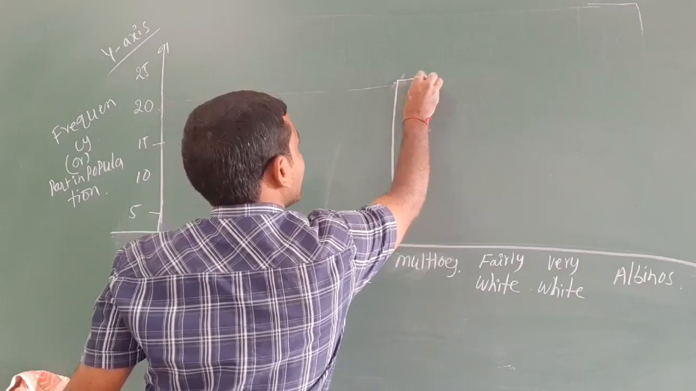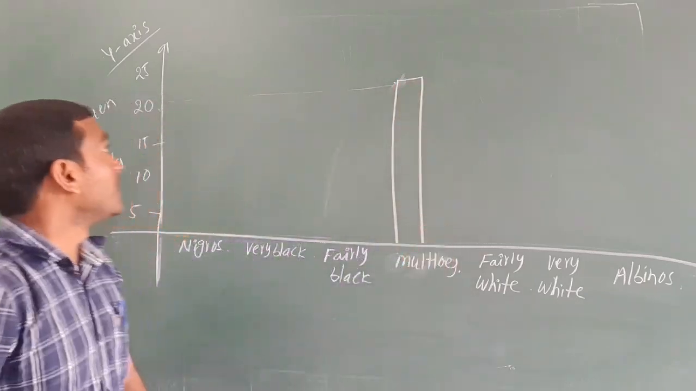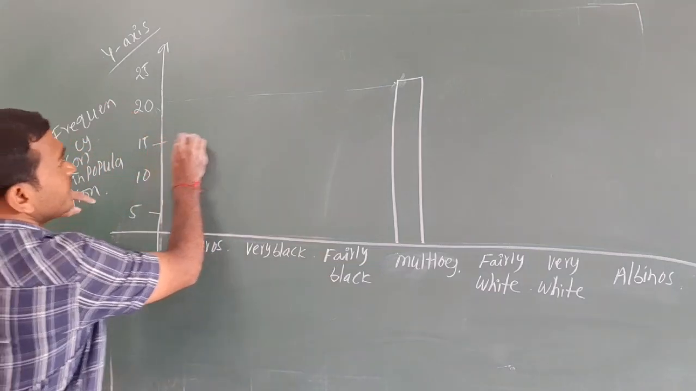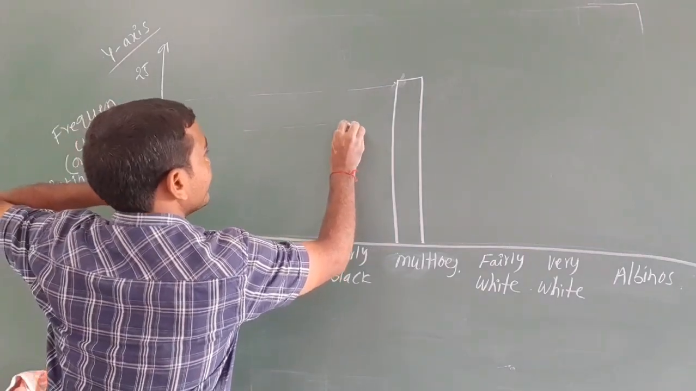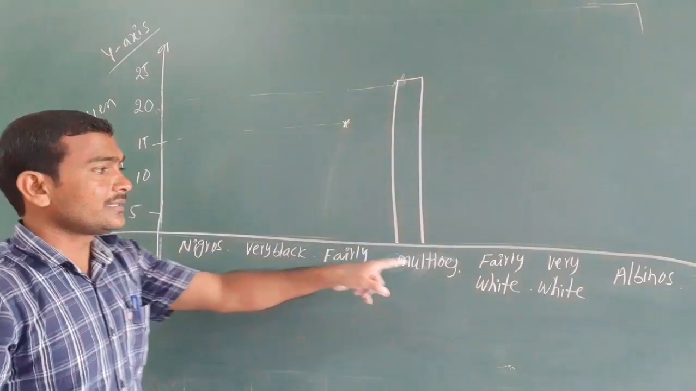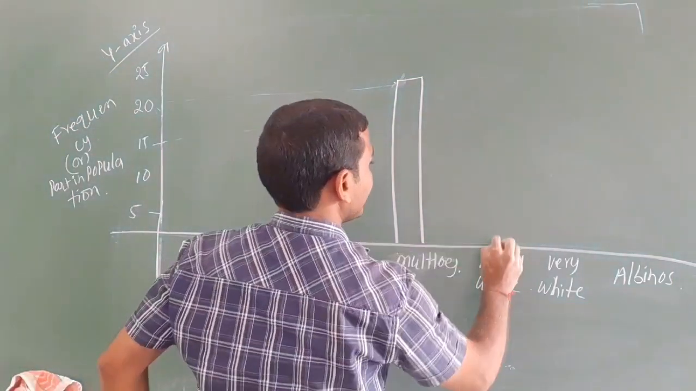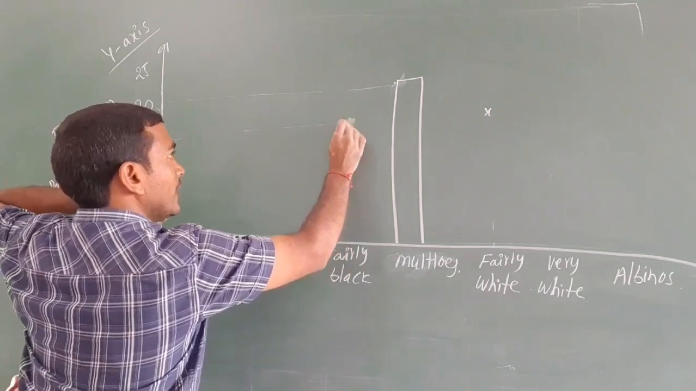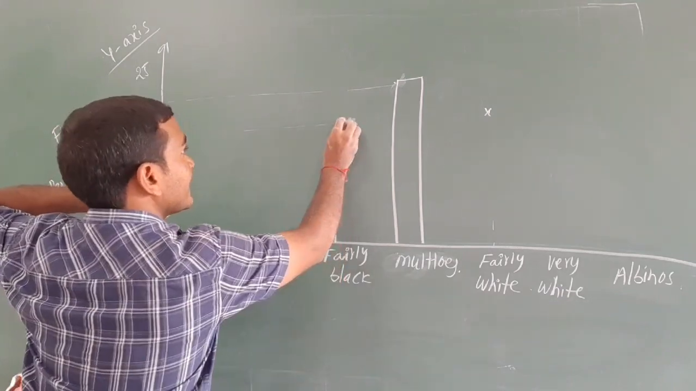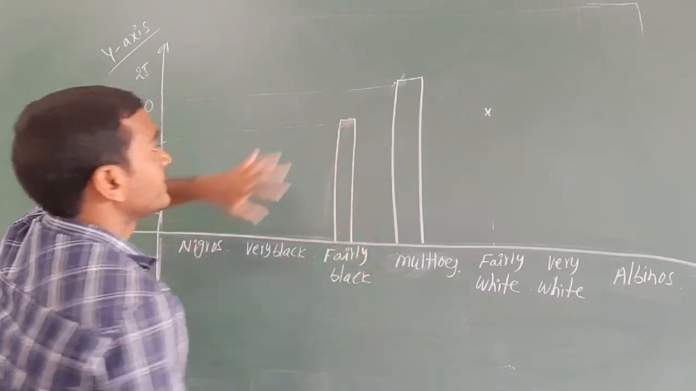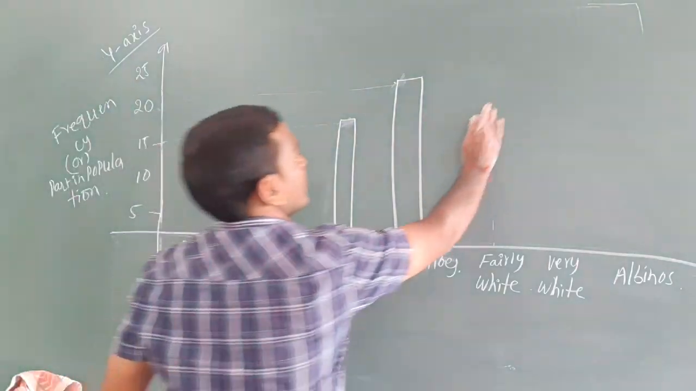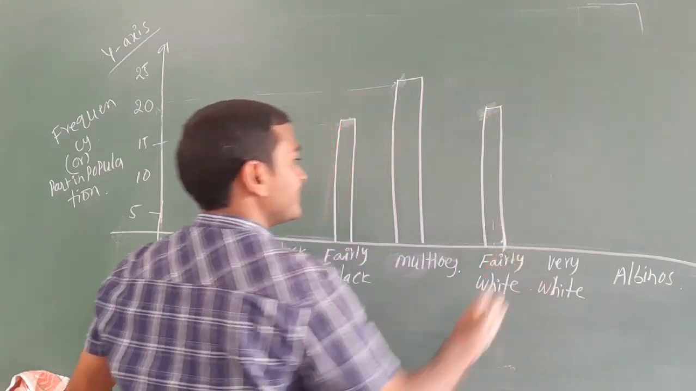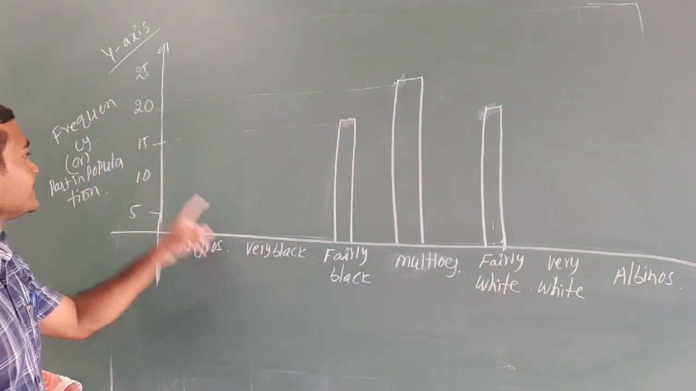You can express it like this: 20 maltose. Now we can take the fairly black, how many? The fairly black is 15. Again the fairly white is the same, the fairly white also 15. So what you have to do? Again you can indicate it in a diagram representation. So it is also 15 there.